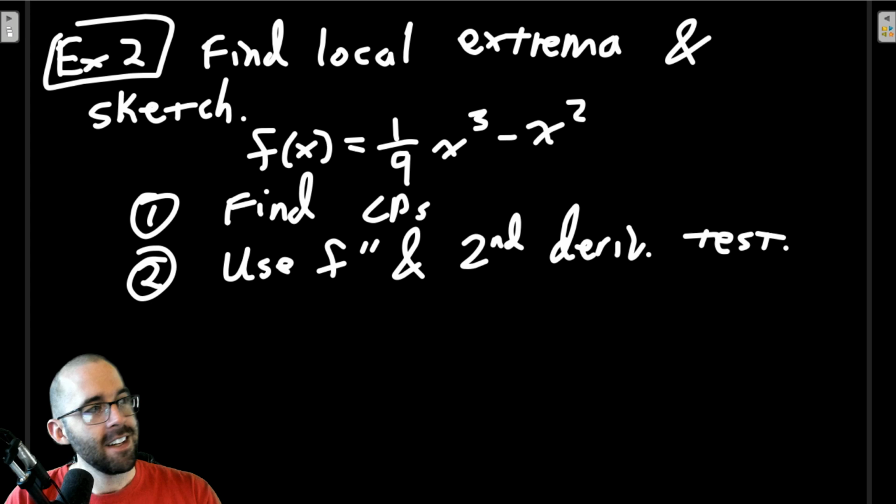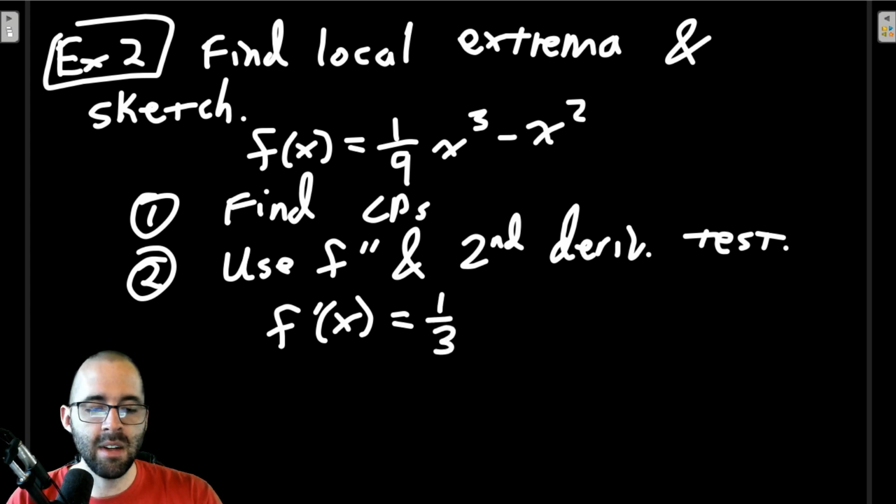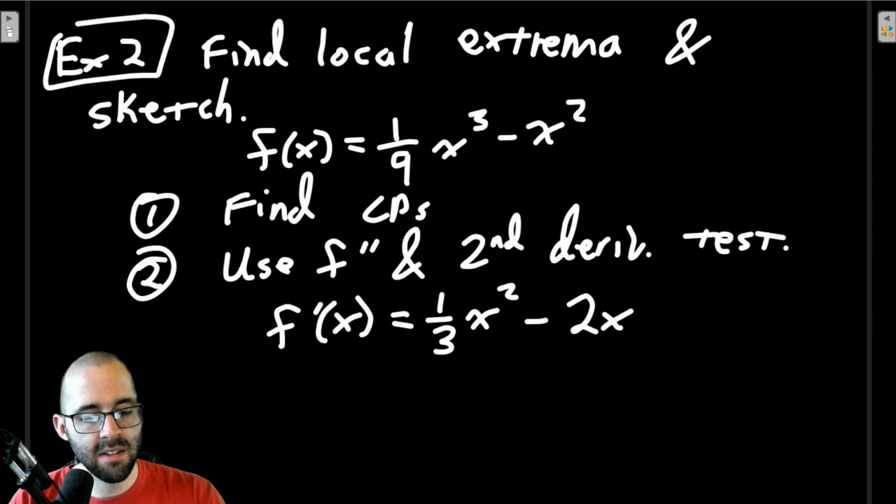We need to find the critical points. Remember, critical points occur when the derivative is undefined or equals 0. So we have to find that derivative. Use the power rule here: 1/9 times 3 is 1/3, x squared minus 2x. The question is, when does this derivative equal 0? Let's write it out.